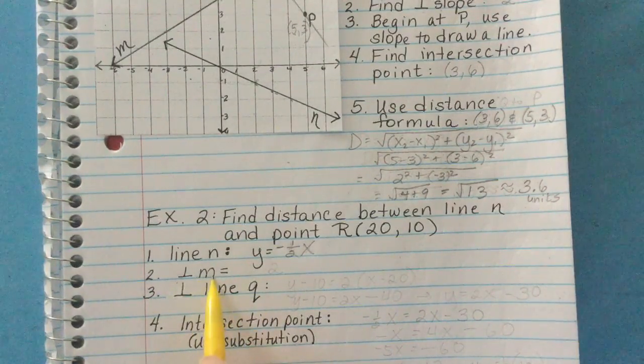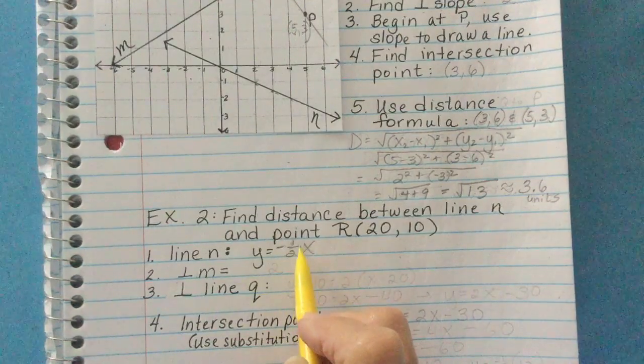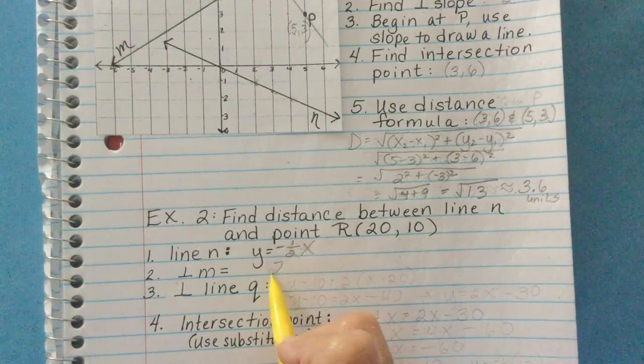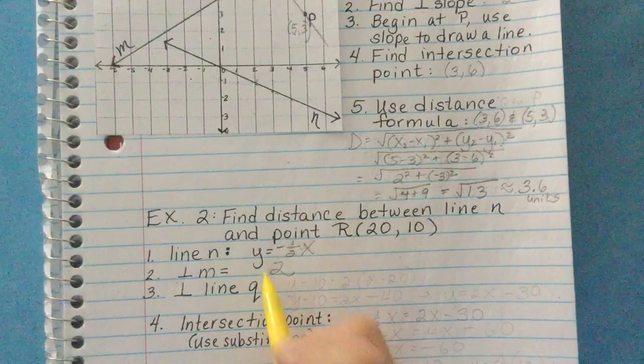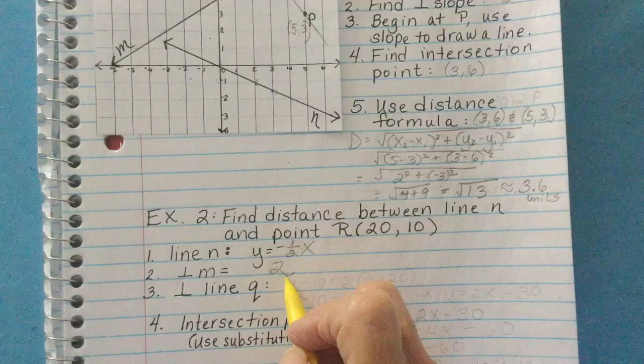So we need the perpendicular slope. So we want the opposite reciprocal. So if I flip 1/2 over, I get 2, and the opposite of negative is positive. So the new slope we're going to use is 2.